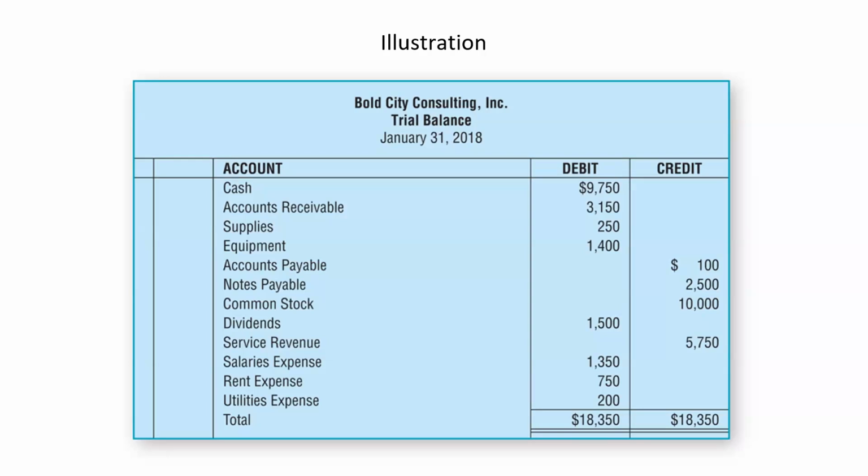$9,750. Then accounts receivable. Accounts receivable means the company has made credit sales to outsiders, and those people are yet to pay in cash. So they are obliged to make a cash payment to the company. Those things come under accounts receivable. And then supplies and equipment. Equipment means all the machineries. It represents all the machineries.